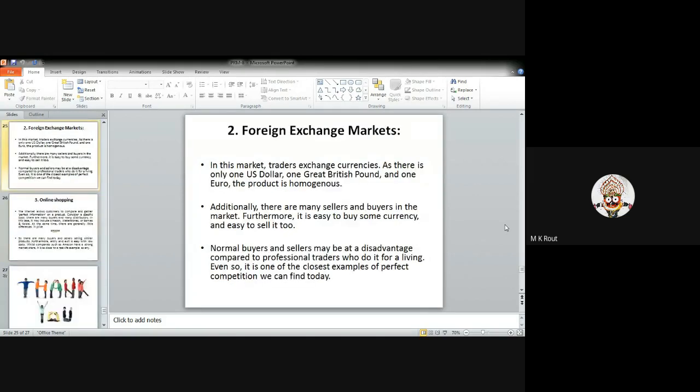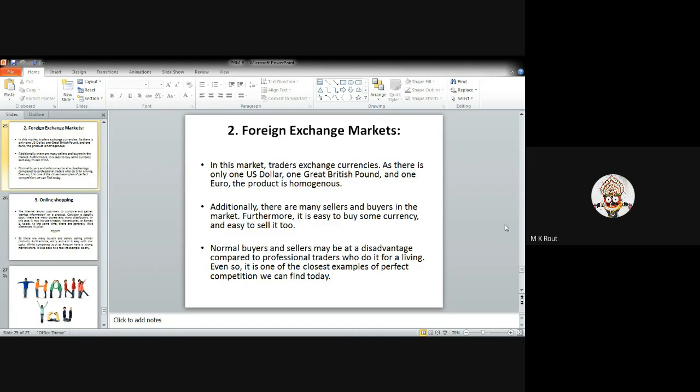Moving to the next one. The next one is foreign exchange markets. So in case of the foreign exchange market, you can see especially with reference to US dollar or Great British pound. In that case, what will happen? The product is homogeneous. If you count across the world, the dollar price is homogeneous. It may vary a little bit from country to country, but approximately the value should be the same. In this market, the traded currencies, only $1, one British pound, and €1, the product is homogeneous.